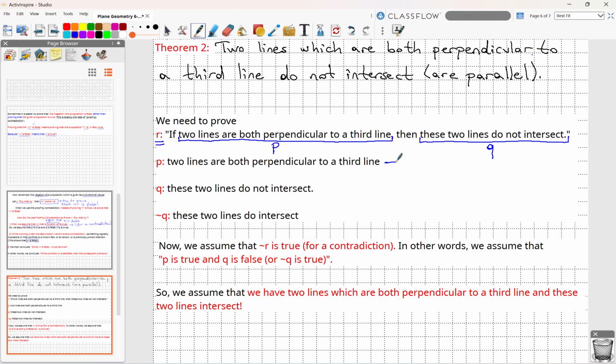So we will assume that P is true and negation of Q is true. So to prove this theorem, first we assume that we have two lines that are both perpendicular to a third line. We assume that these two lines are intersecting.